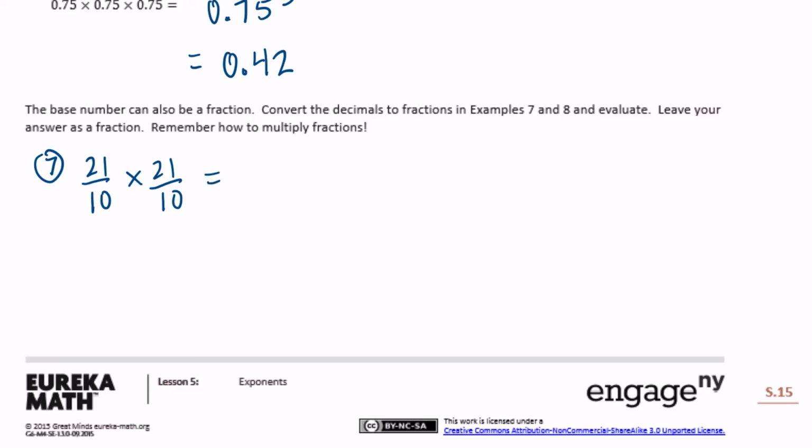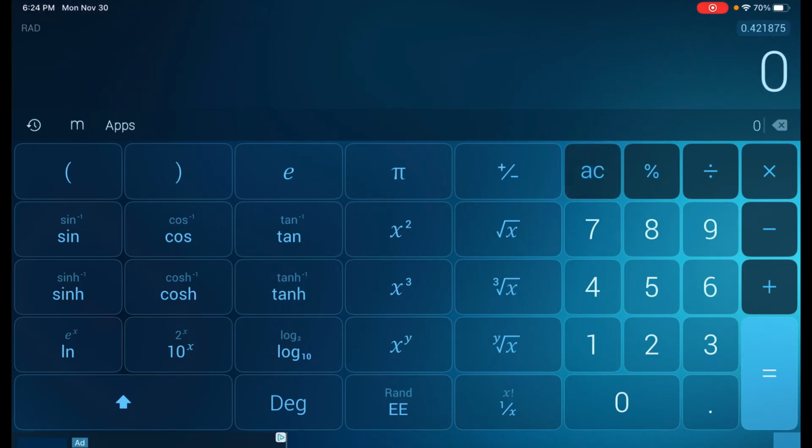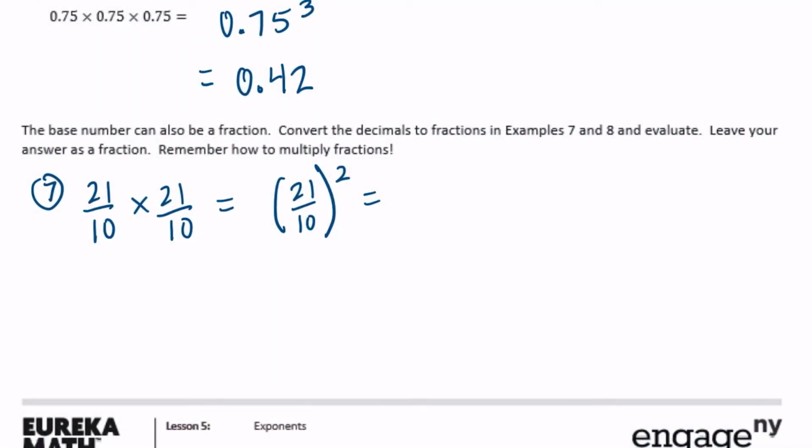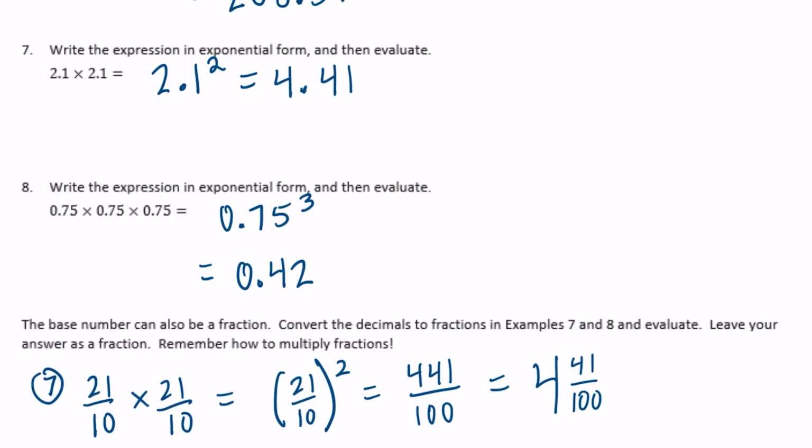So what we have is 21/10 to the 2nd power. And 21 times 21 is 441 over 10 times 10 is 100. And if we simplified that, 400 goes into 441 4 times. So we can take out 4 wholes and make it 4 41/100, which is the same as what we got right there.